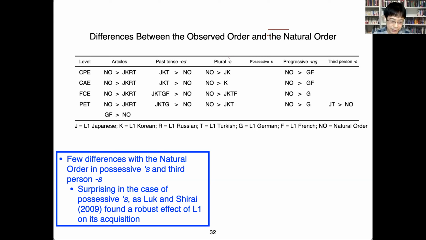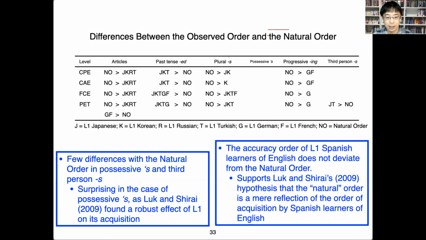And it's surprising in the case of possessive S, because Luk and Shirai found a robust effect of L1 on its acquisition. Also, the accuracy order of L1 Spanish learners of English does not seem to deviate from that natural order. So in this table, there's no S indicating Spanish learners of English. So their acquisition order, or their accuracy order, is consistent with the natural order. And that supports Luk and Shirai's hypothesis that the so-called natural order is just a reflection of the order of acquisition by Spanish learners of English.